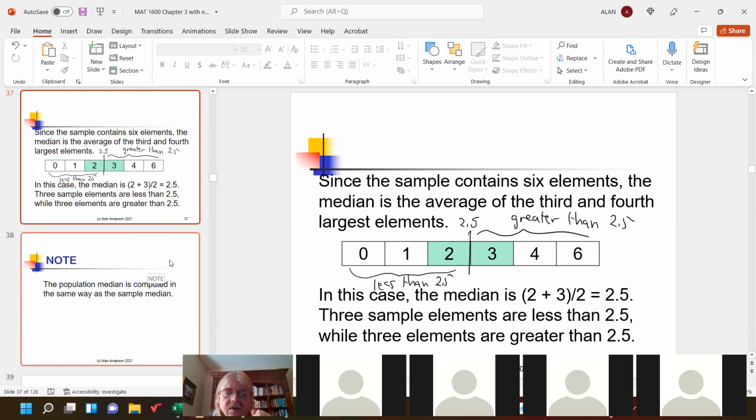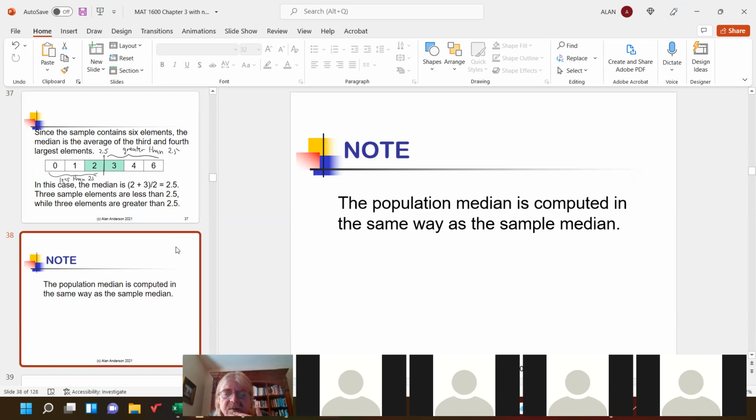And for that reason, we do not have a separate process for the population. So in other words, the sample median and the population median are calculated in exactly the same way. Okay, so the population median is calculated in the same way as the sample median, and there's no formula for either one of them. All right, I don't know if that's disappointing or not, but we don't have a formula. We just remember the steps.